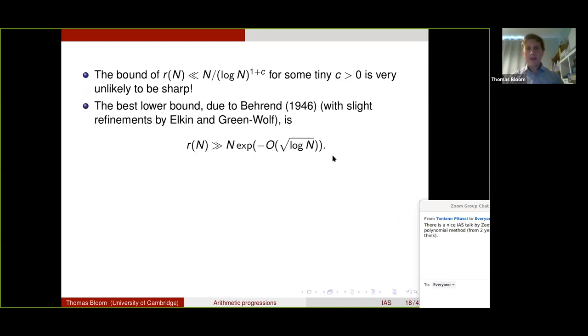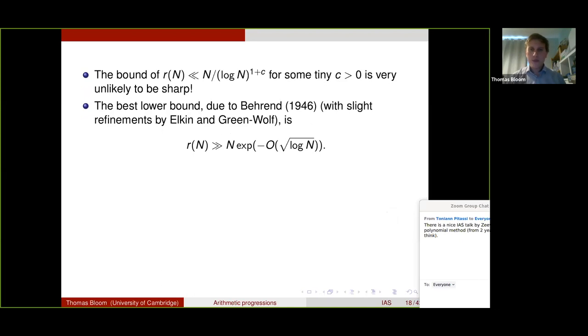So this is the Behrend lower bound here. I want to stress that obviously the upper bound that Olof and I obtain, which is n over log n to the 1 plus c, is very unlikely to be sharp, right? There's no fair universe in which, with c equals 2 to the minus 2 to the 2 to the 1,000, that's the correct order of growth of this function. And in fact, the best lower bound is much, much smaller than this.